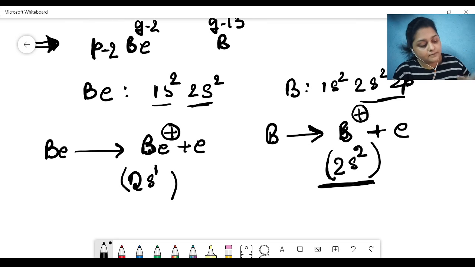So boron by default tries to facilitate this process to gain that extra fulfilled orbital stability, whereas beryllium, though it is situated at the left, tries to prevent the first ionization so it can retain its fulfilled stability. That's why the first ionization enthalpy for boron is found to be lower compared to beryllium, because lower energy is required to remove the outermost electron from boron compared to beryllium.